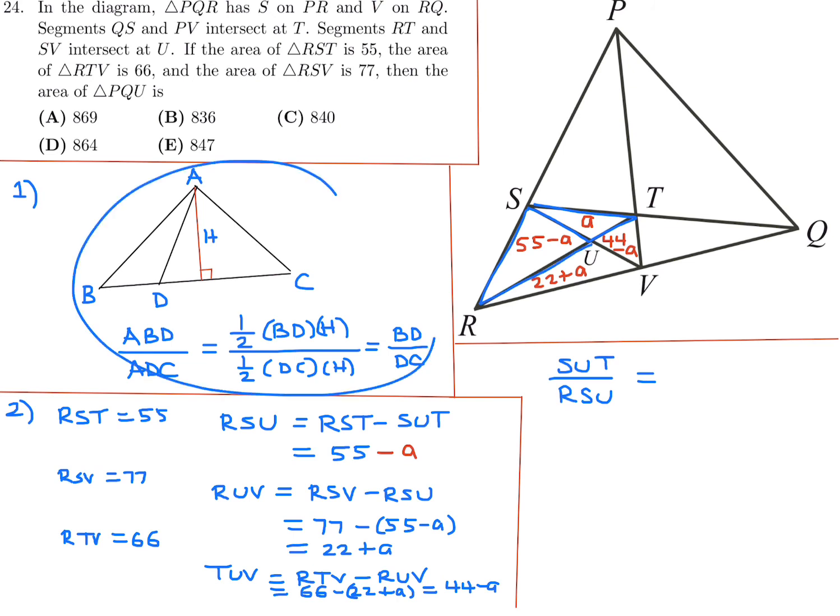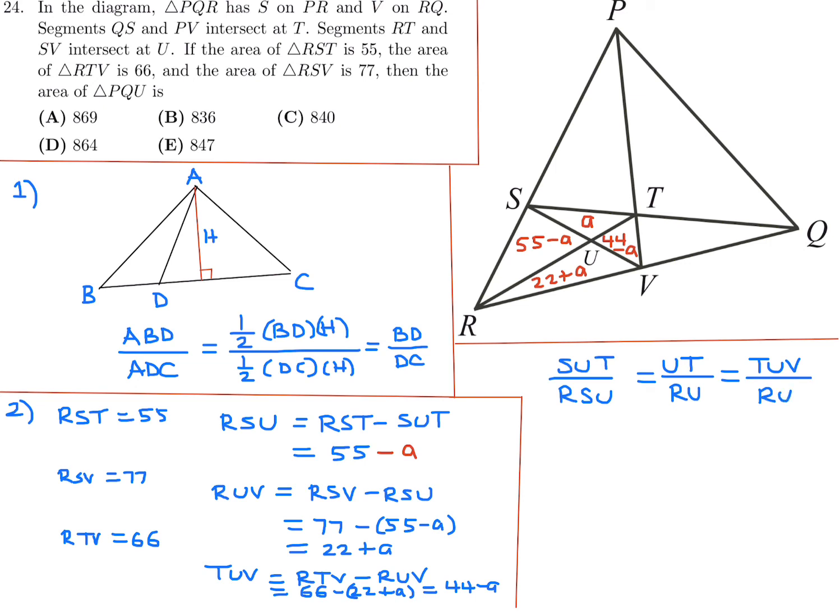As you can see, it's a very similar situation to here. They have the base that's connecting them, but they will have the same height. So therefore, the ratio of the areas of the triangle will be the ratio of the bases, which will be UT over RU. Okay? But the same relationship holds true for two more triangles, that is TUV and RUV. As you can see, TUV is here and RUV is here. So they will also have the same principle that the ratio of their areas is equal to the ratio of those bases.